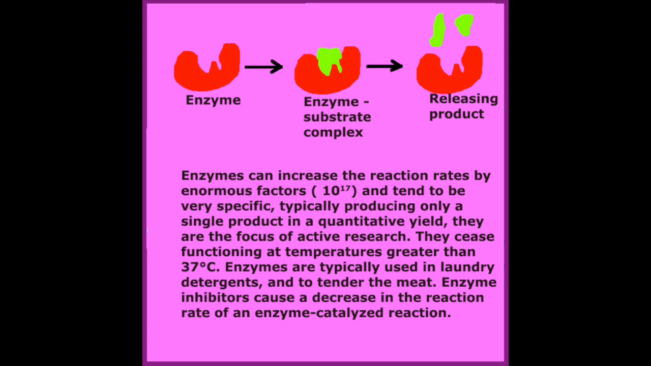Enzymes can increase the reaction rates by enormous factors, 10^17, and tend to be very specific, typically producing only a single product in a quantitative yield. They are the focus of active research. They cease functioning at temperatures greater than 37 degrees centigrade. Enzymes are typically used in laundry detergents, and to tenderize meat. Enzyme inhibitors cause a decrease in the reaction rate of an enzyme-catalyzed reaction.